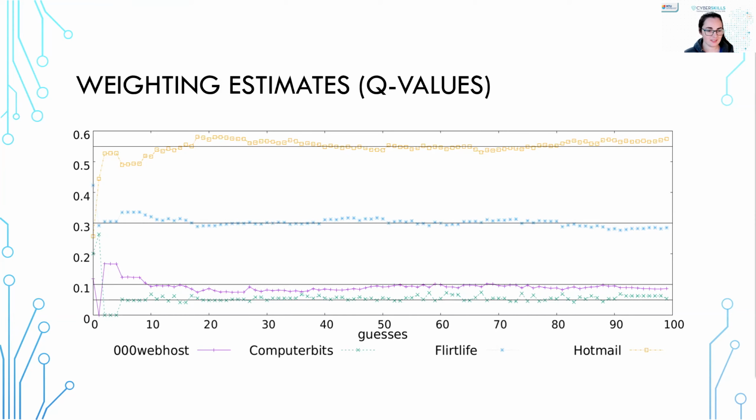So we've got, this is Hotmail, and it's about 0.55. This is Flirt Life, and it's weighting it as 0.3, which is where it needs to be. It struggles a bit with Webhost here, dropping a bit below the line, but again, it has some idea that it's kind of down here at 0.1, and the same for Computer Bits, that's 0.05, and it has it pretty well down there as well.